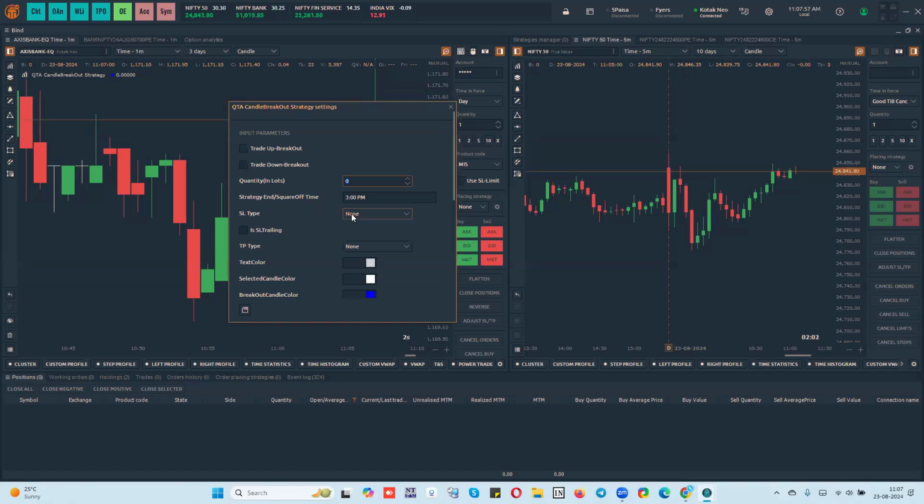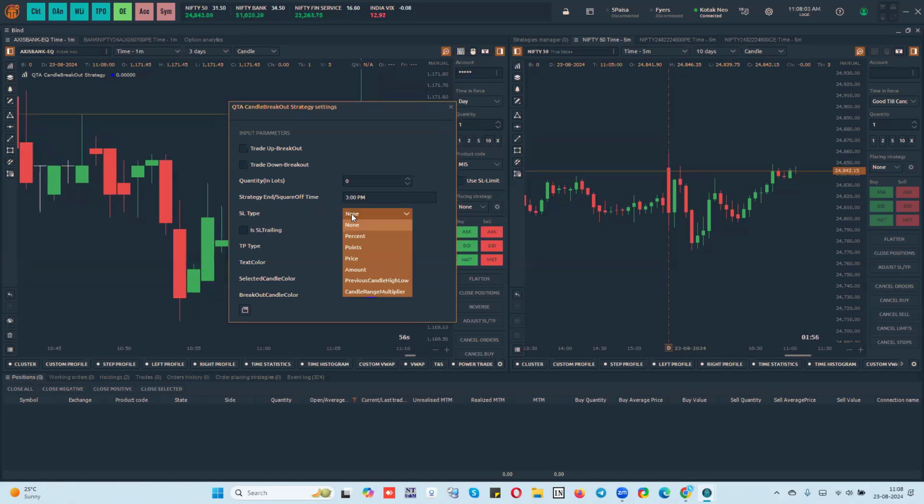Then we have stop loss settings. In this stop loss setting, there are multiple parameters. One is none, which means you do not want to put any stop loss. Percentage and point: if you want to put a stop loss in percent, you can put it in percent or in points. Price is something that you need not use because you cannot predefine a particular price, but if you want, that option is available. But you can avoid that particular option.